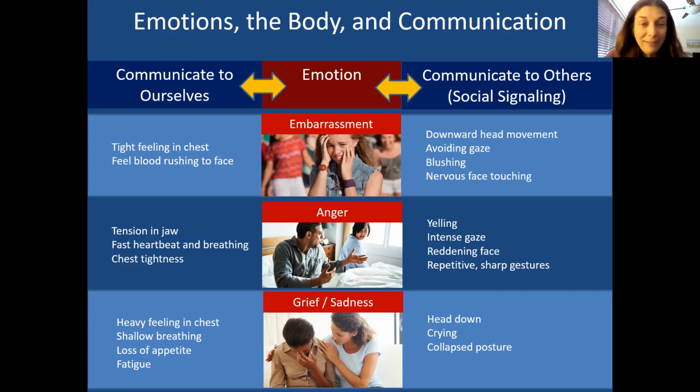Let's look at the example of anger. When I'm angry, I get the clue that I'm feeling angry because I might have tension in my jaw, like a dog baring my teeth. I might feel my heart racing, my breathing gets a little fast, my chest feels tight, and my hands might get into fists. Things like that might give me the clue that I'm feeling angry.